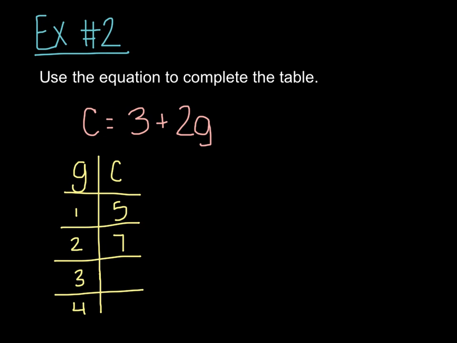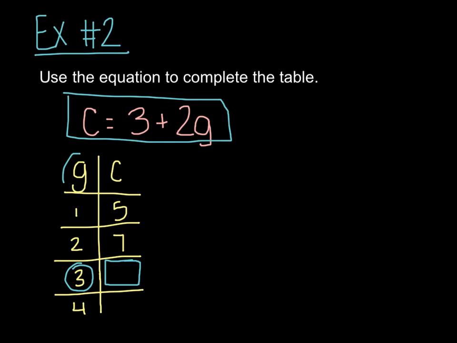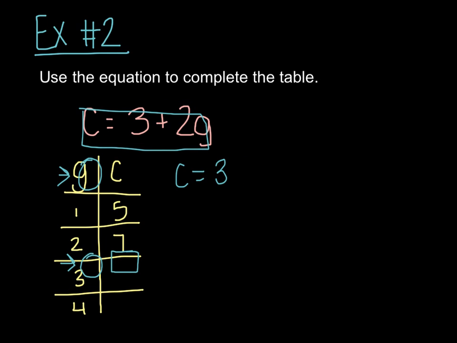We're going to do the same thing for number 2. Our equation is C equals 3 plus 2G. Here's my missing value, and I know I have a 3 for the G value. So let's write our equation with a 3 in place of the G. So we have C equals 3 plus 2, and then I put a 3 in place of the G.